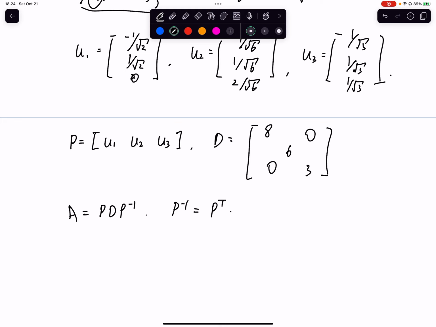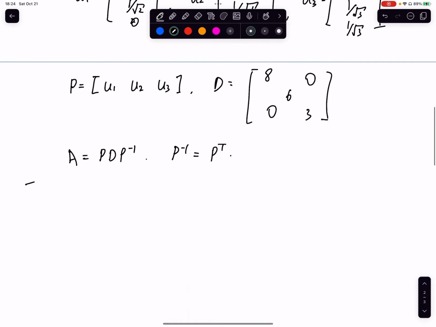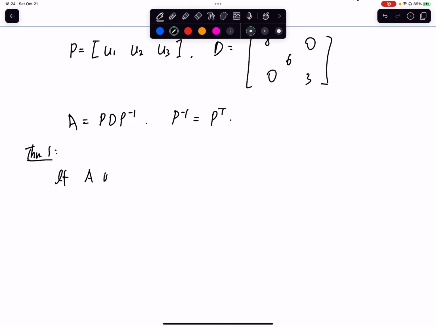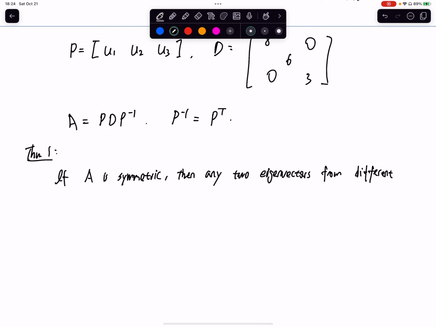So now we offer a theorem which explains why the eigenvectors are orthogonal, since they correspond to distinct eigenvalues. This theorem is very useful. That is, if A is symmetric, then any two eigenvectors from different eigenspaces are orthogonal.